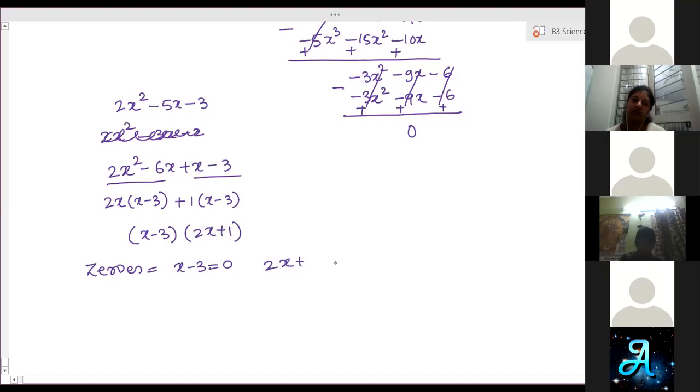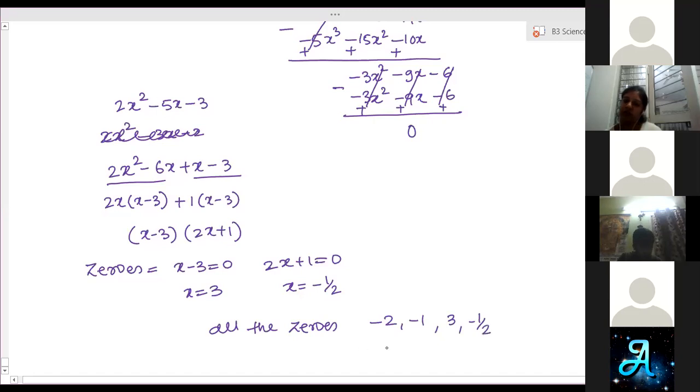So the value of x is 3, and the value of x is minus 1 by 2. There are 4 zeros in all. The first 2 zeros, minus 2 and minus 1, they have given us, and the remaining are 3 and minus 1 by 2. While writing, you have to write all of them together, otherwise you will lose half marks.